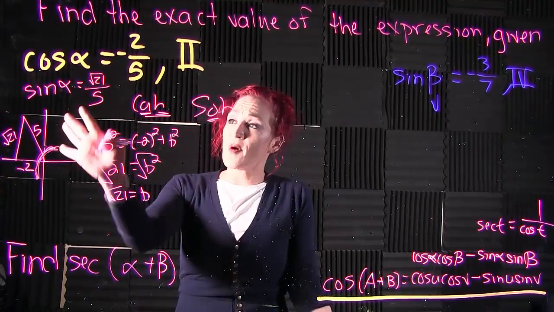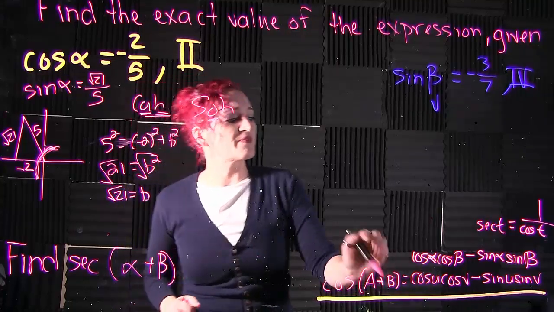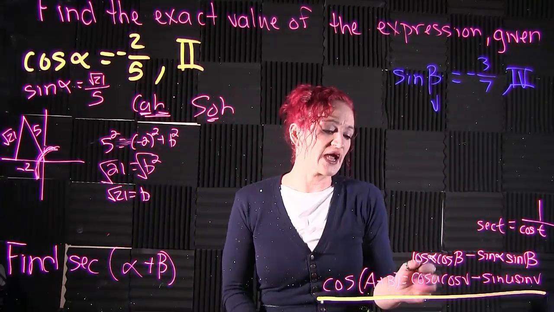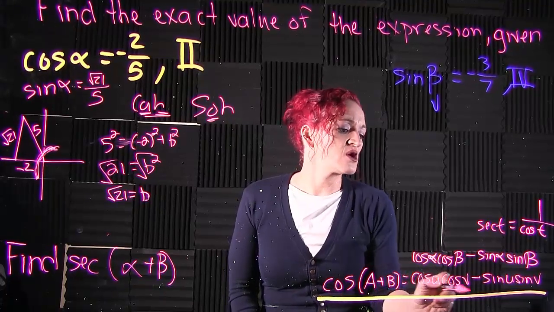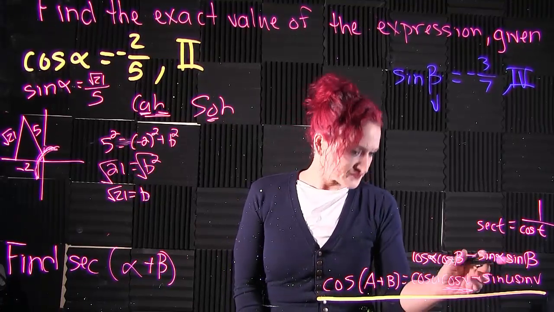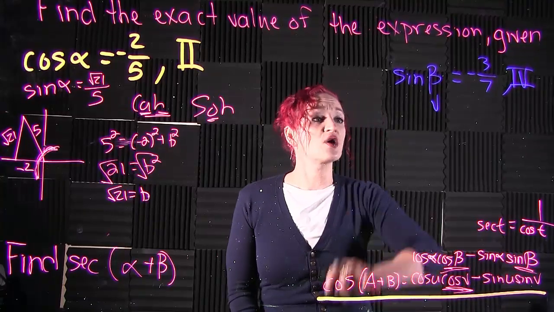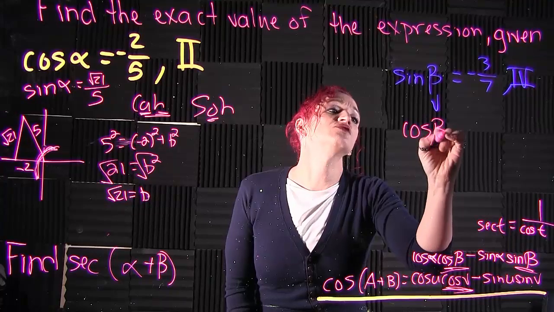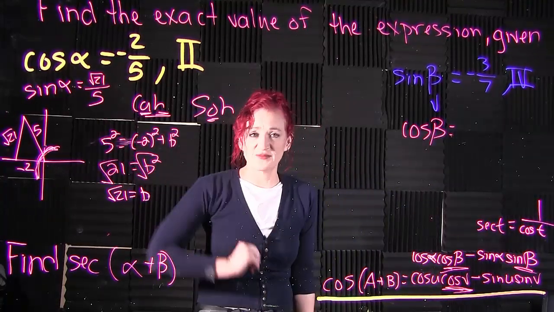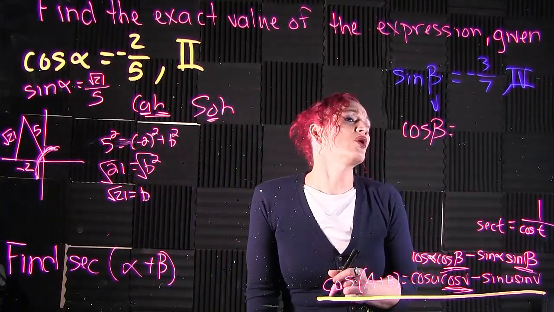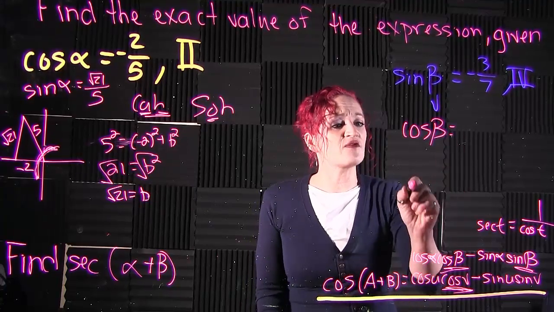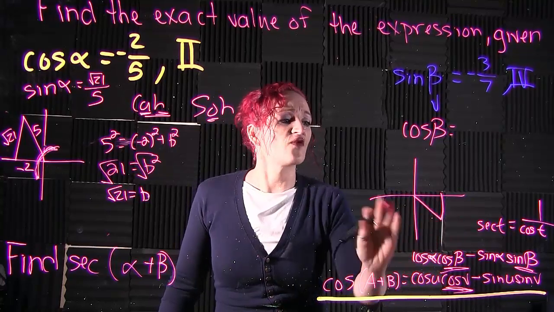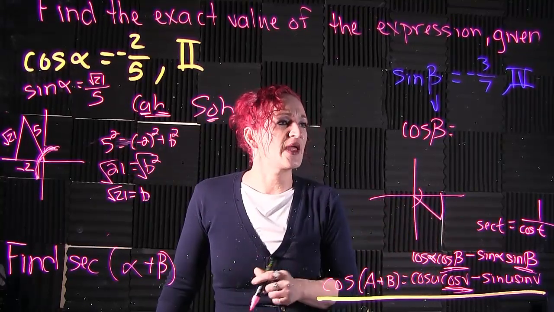We're going to pause on this side of things, because in order to wrap up our formula, we also need to know sine beta and cosine beta. We were given sine beta, so we need to find cosine of beta. We're going to do a similar thing. We are told that sine beta is equal to negative 3/7 in quadrant 4. So quadrant 4 is this quadrant right over here, with that being our angle.